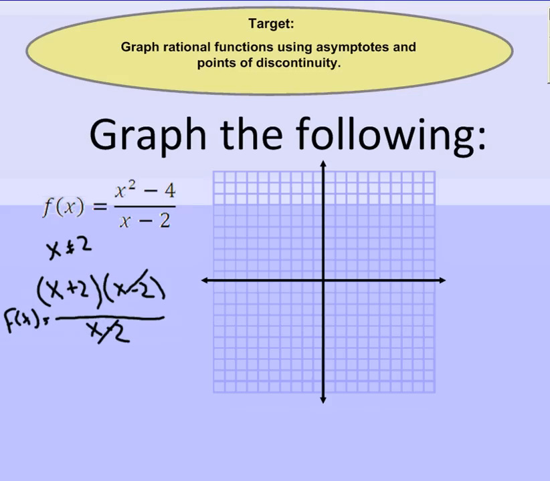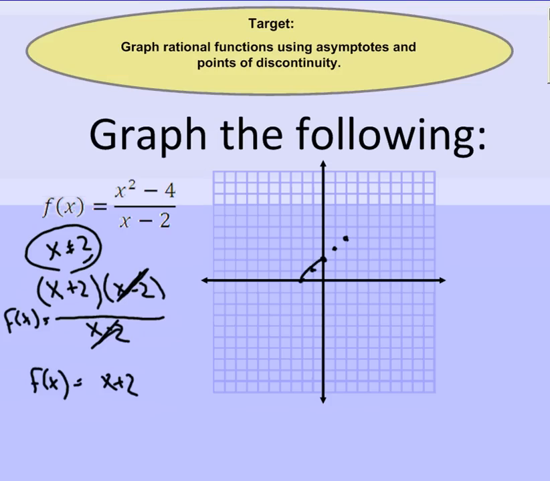It factors completely. When I do that, I'm just left with this expression, which is a linear expression. But we've got to remember, x cannot equal 2. Is that a vertical asymptote? No, it canceled out. So that is a point of discontinuity. In terms of this graph, we're going to graph this as a linear equation with a y-intercept of 2 and a slope of 1. And we're going to remember that this does not exist at 2. We have a point of discontinuity at 2.